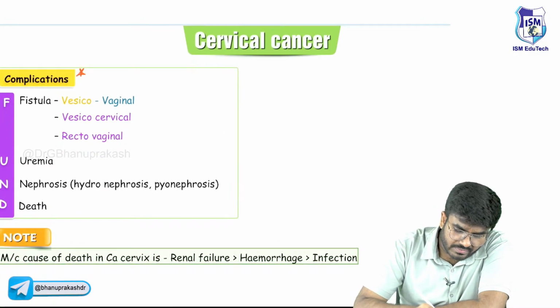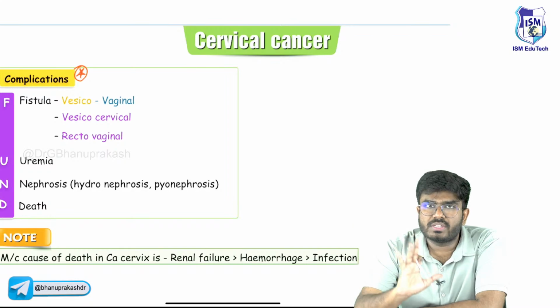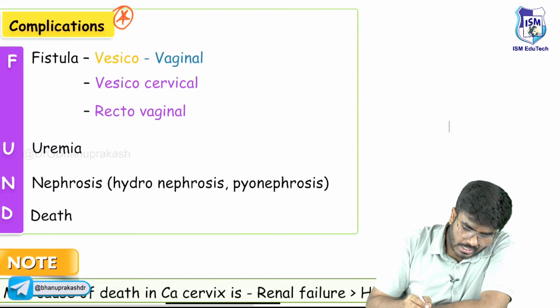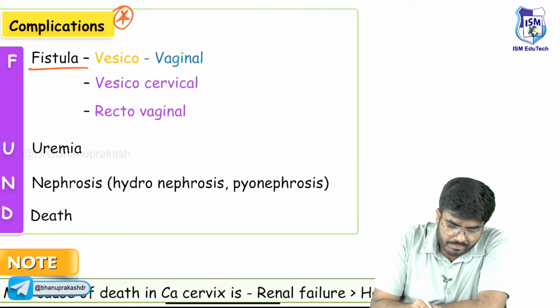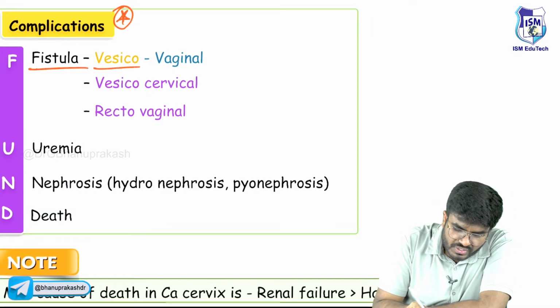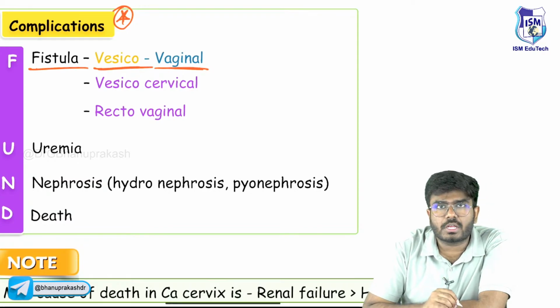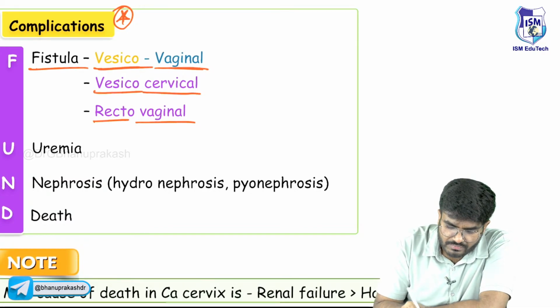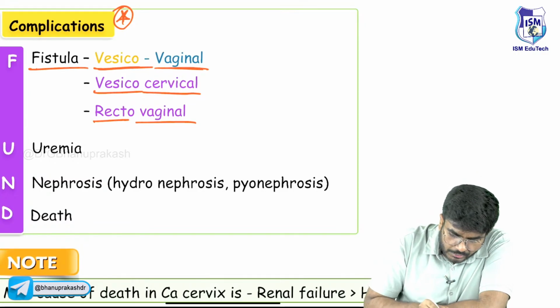Next, what are the complications seen with cervical cancer? Imagine there is a female who is having cervical cancer. Complications are going to be fistula formations: vesicovaginal fistulas, vesicocervical fistulas, rectovaginal fistulas. Abnormal connections are going to occur. Fistulas can be seen. And uremia.